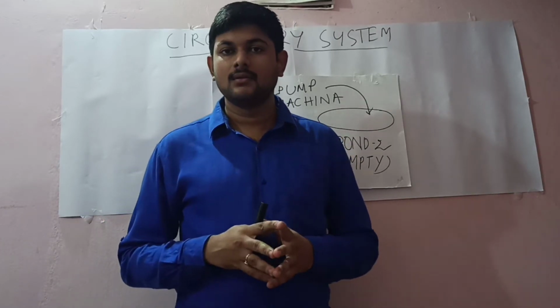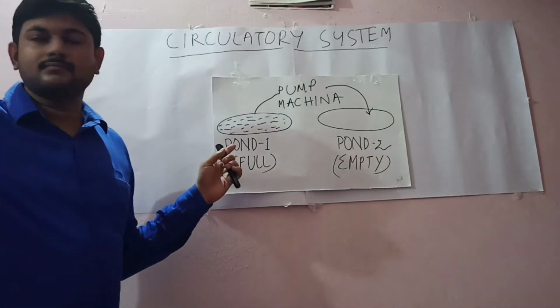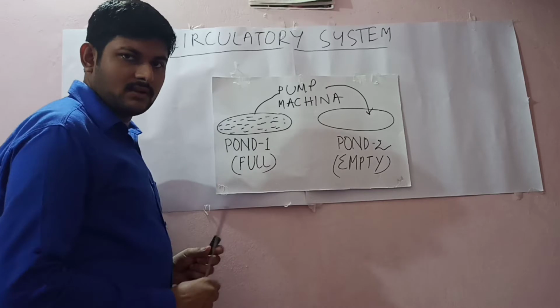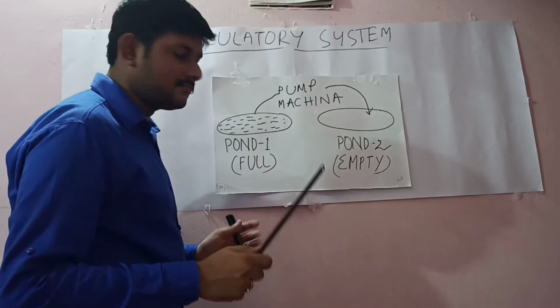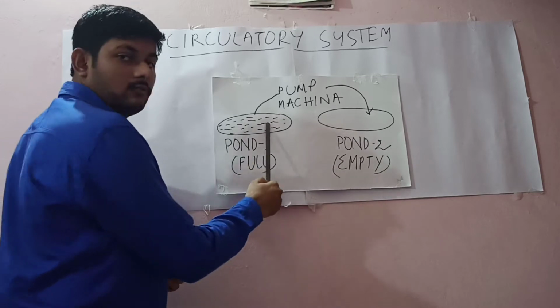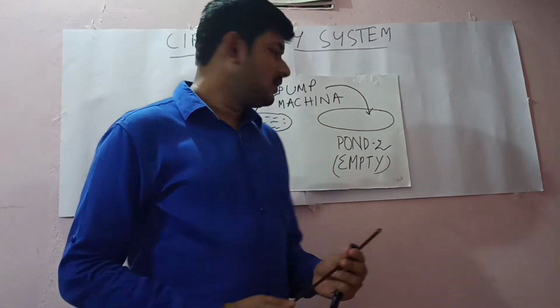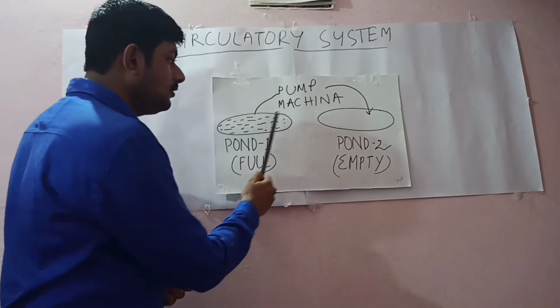Can you tell me? Okay, let me give you a situation. Suppose in your area there are two ponds separated by several meters. One is pond 1 and one is pond 2. Pond 1 is full with water and pond 2 is empty. Now your task is to transfer water from pond 1 to pond 2.